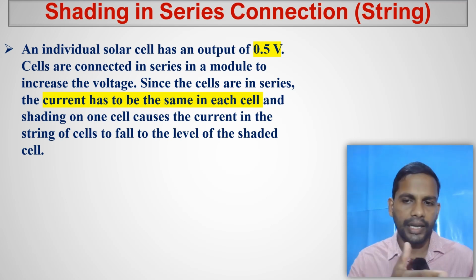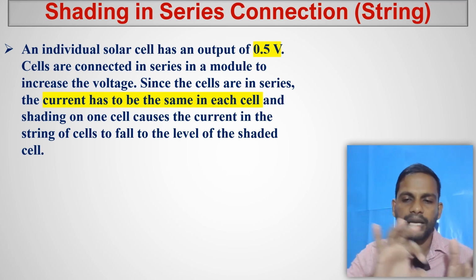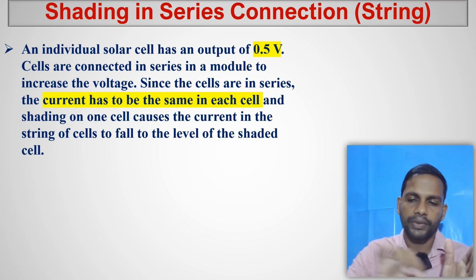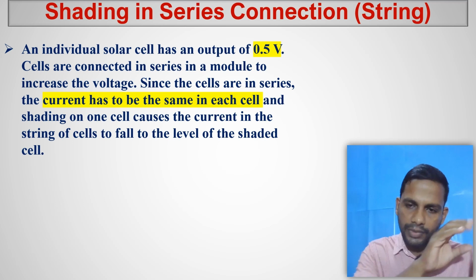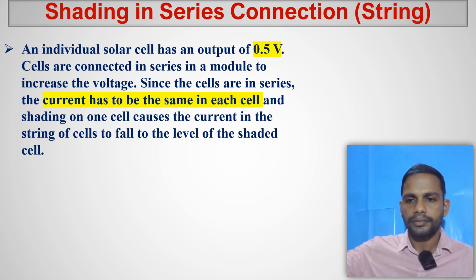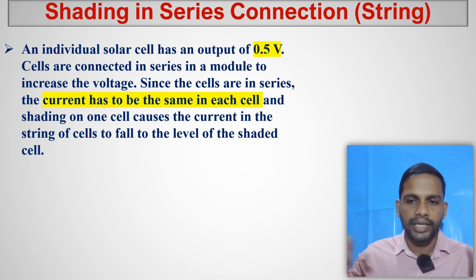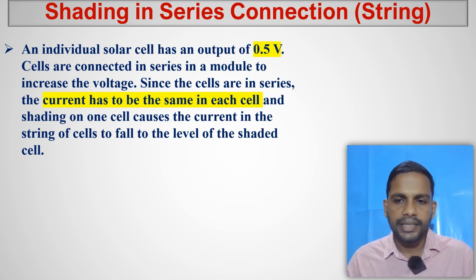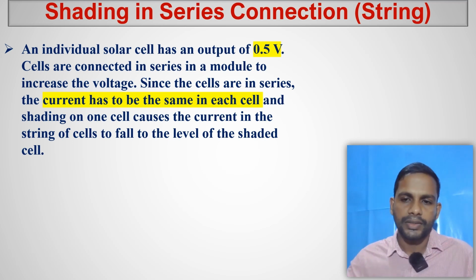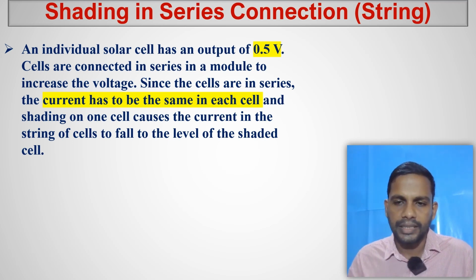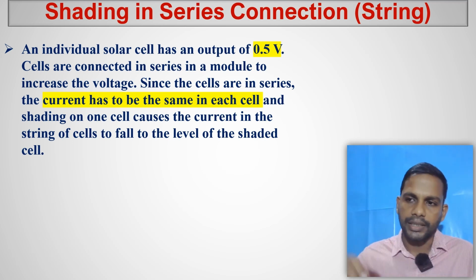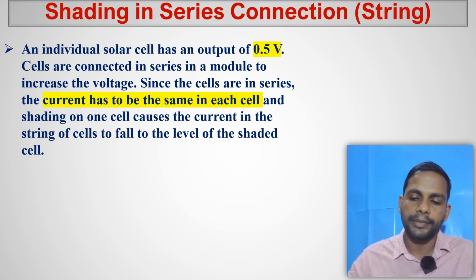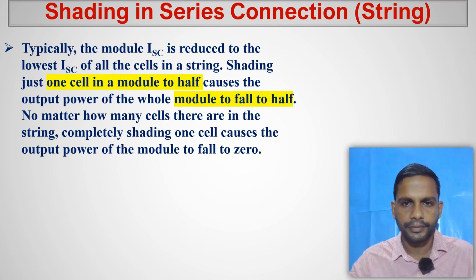You can't have a different current in a series, like a pipeline. You have a water flow, the same water flows from location X to location Y, and nothing in the middle is added. So the same water is flowing. Likewise, in a series connection, the same current is going to flow. So if some of the cells are shaded, then it will reduce the current. That's why the total output will be reduced.